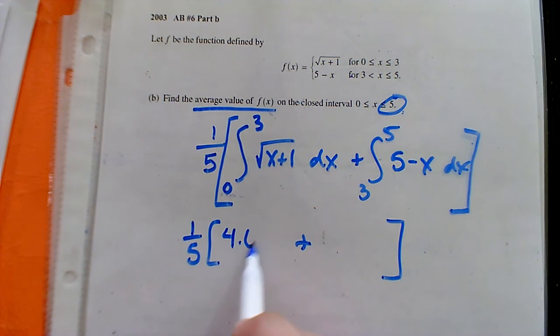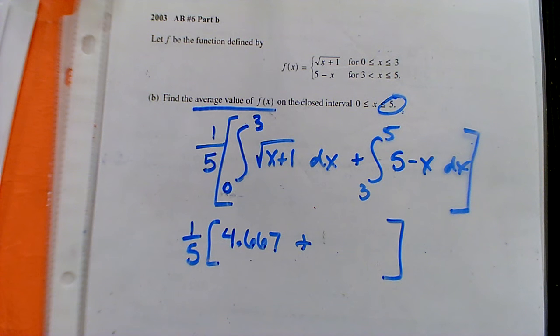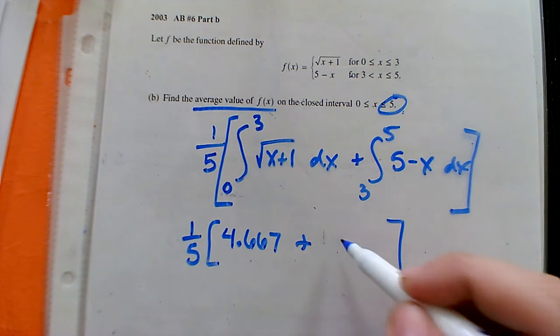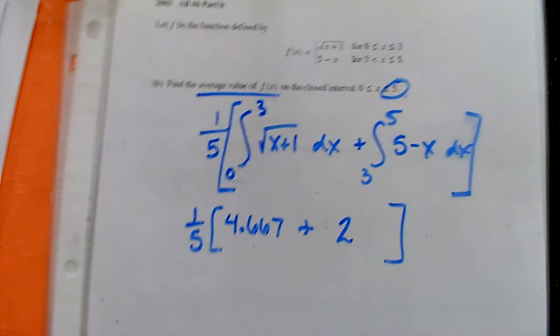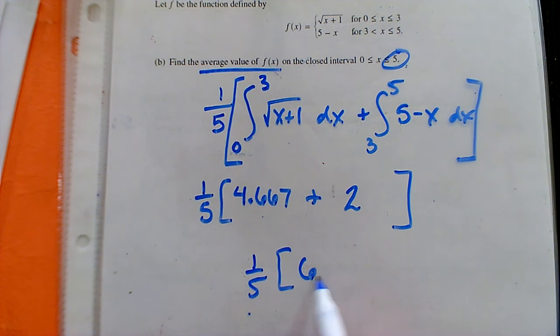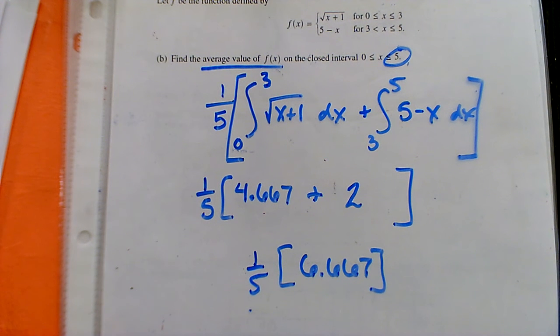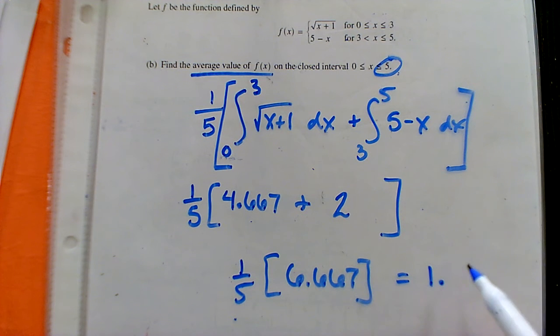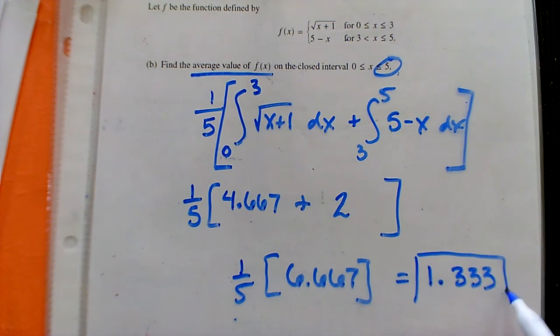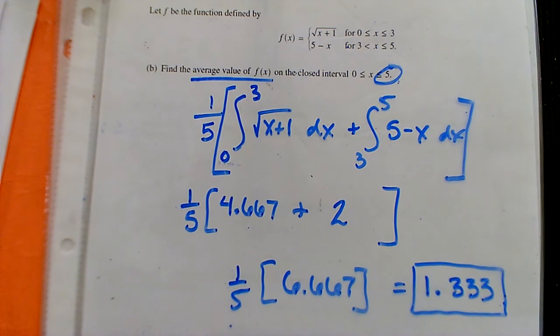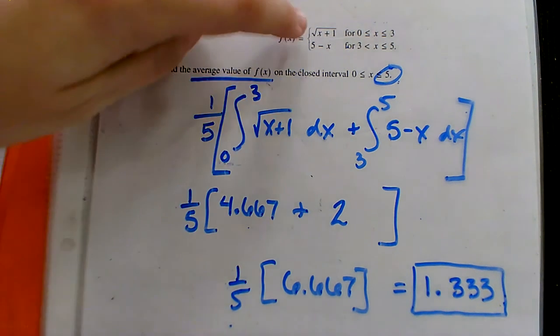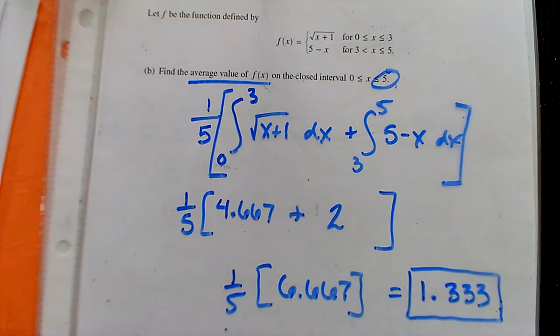Let's see, for the first integral, I got 4.667, if you're doing it individually. And then for the second integral, I think you get 2. So 1/5 times 6.667. Looks like we'll get 1.333. Okay, so on average, the y value for this overall function is 1.333. Sometimes the y value might be more, sometimes the y value might be less, but on average, that is your average output.